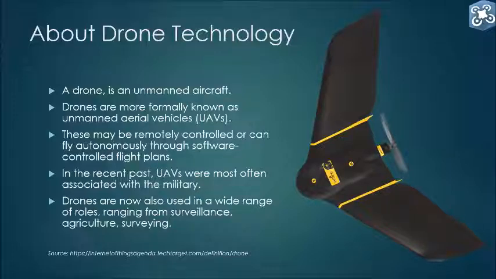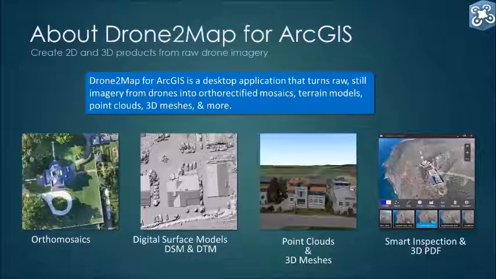In the recent past, UAVs were most often associated with the military, where they were used initially for anti-aircraft target practice and intelligence gathering. Drones are now also used in a wide range of roles, ranging from surveillance, traffic monitoring, photography, agriculture, surveying, and inspection, just to name a few. As I said, we're not spending too much time on actual drone technology. That's just to give you an idea of what it is, what it does. We'll get into a little bit more about that, flight planning, for example, in brief.